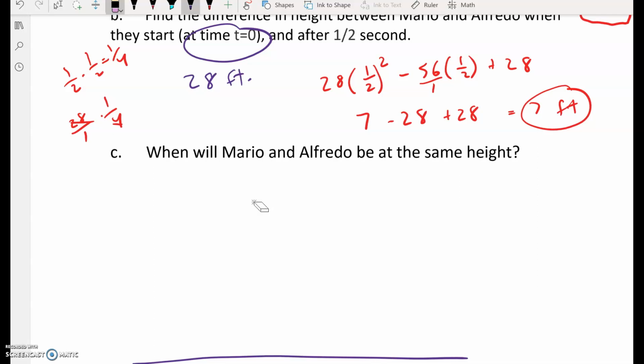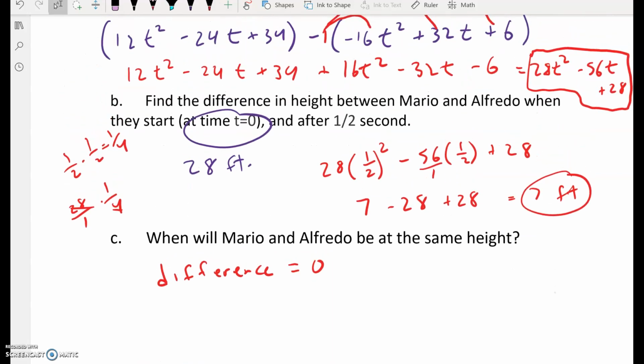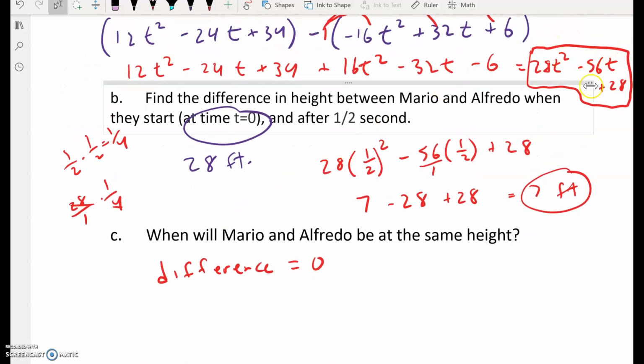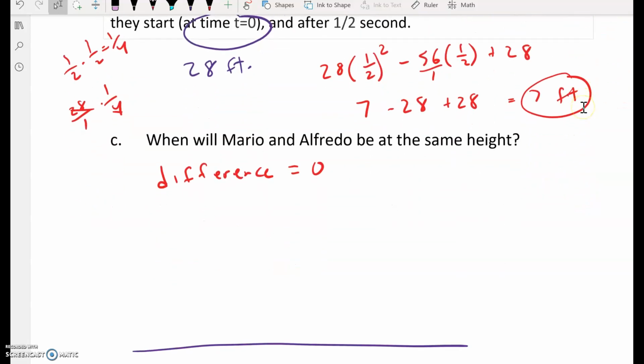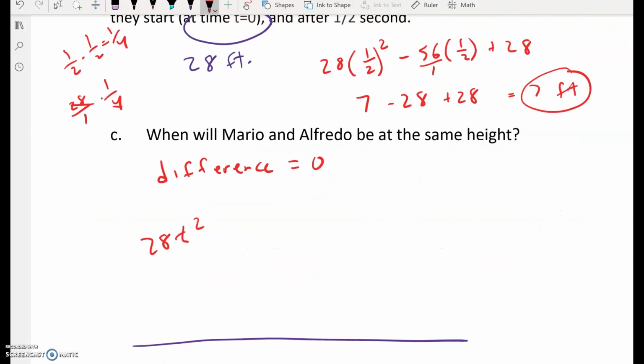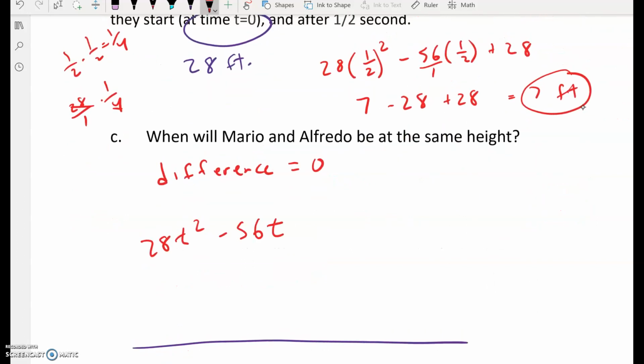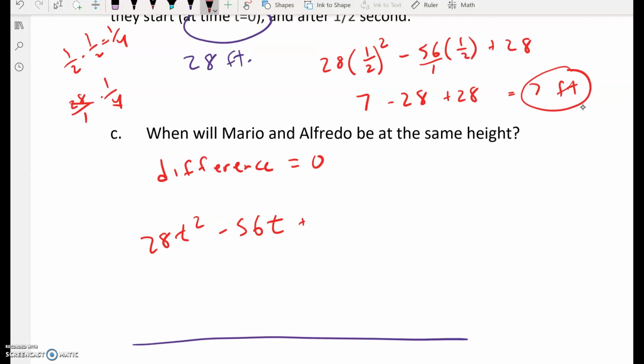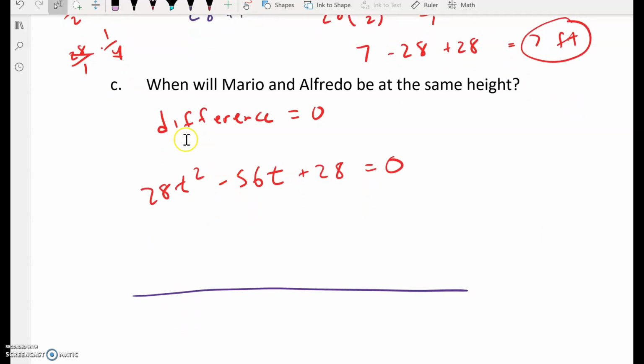When they're the same height, that means the difference between Mario and Alfredo would equal 0. So you just take this formula here, 28t squared minus 56t plus 28, set it equal to 0. 28t squared minus 56t plus 28 equals 0. And solve.